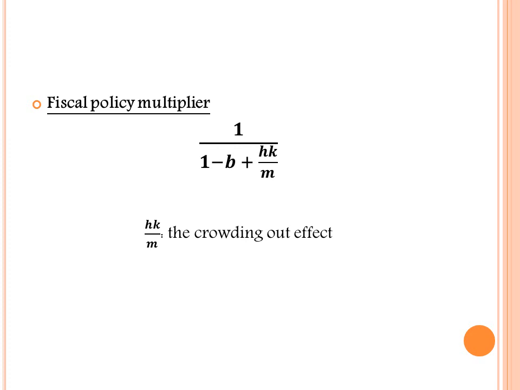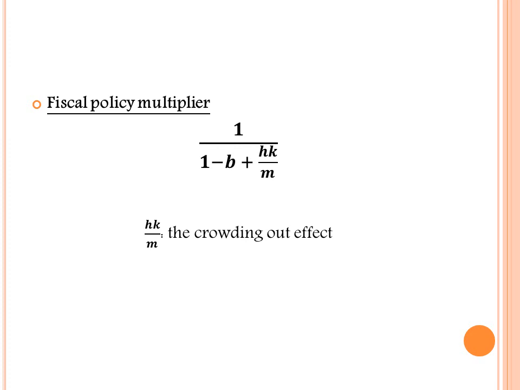Here fiscal policy multiplier ده في حالة government expenditure multiplier: 1 over 1 minus b plus term of crowding out effect اللي هو hk over m. لو أنا كنت بطبق fiscal policy من خلال التاكسز فأنا هقول إن التاكس multiplier هيبقى minus b over 1 minus b plus hk over m. لو كانت balanced budget multiplier هيبقى 1 minus b over 1 minus b plus hk over m.